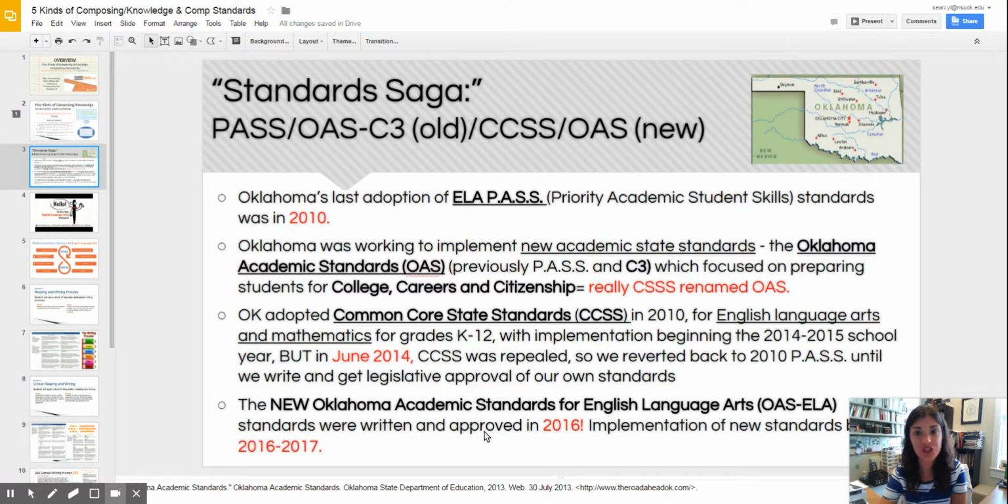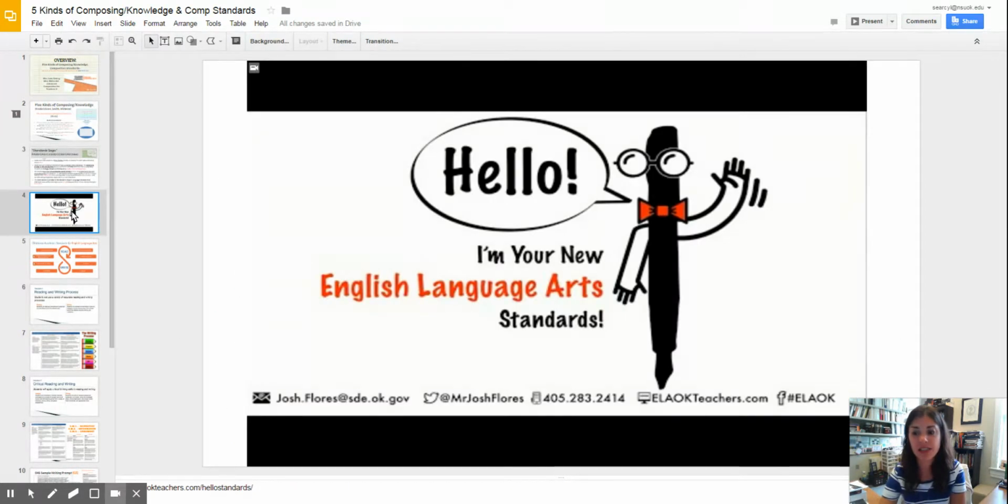They went under many drafts, just like the writing process, in 2016. And so they are being implemented right now with this school year in 2016. This is actually a really great time to review them, to look at them, and to see what we as teachers and what our students, or what we as students, need to know and be able to do in regard to composition. A little bit of additional background information on the new standards.